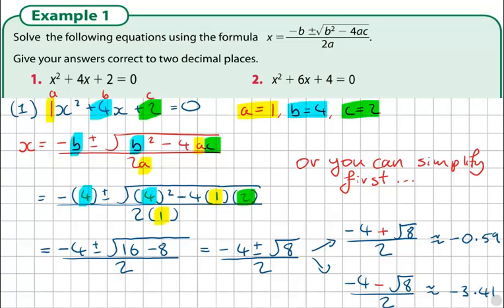So just to show you where everything came from. I've highlighted in yellow, I replaced the a's with 1. I replaced the b's with 4 and the c with 2.